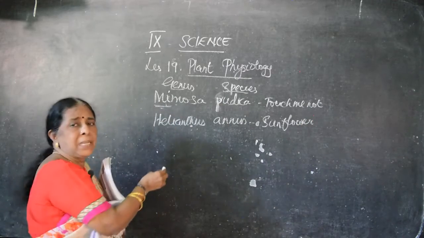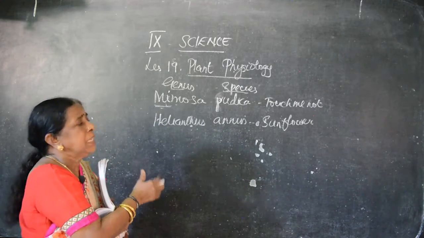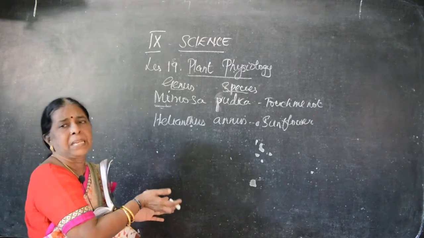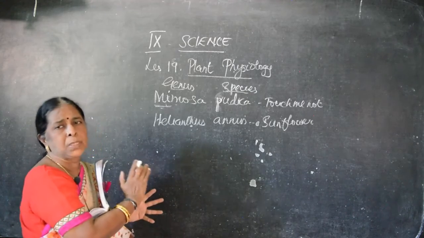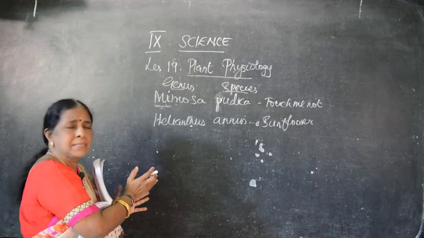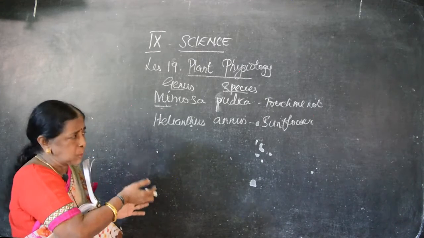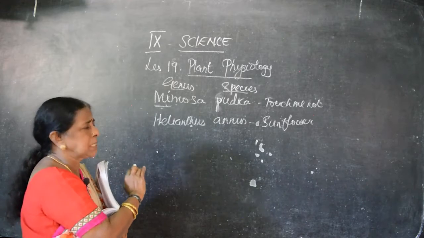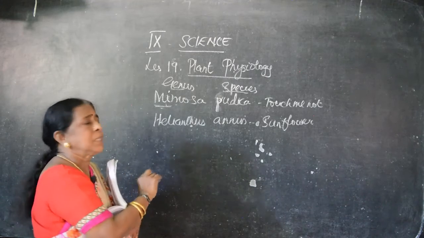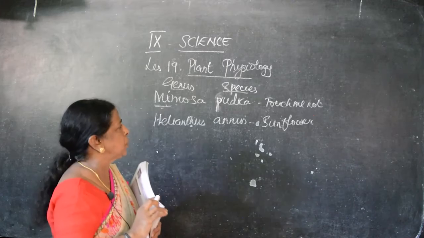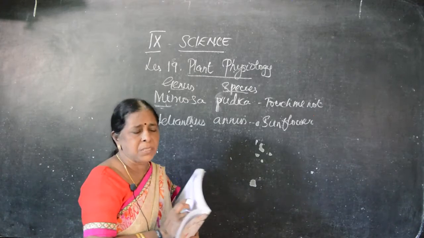So, in the touch-me-not plant, what kind of movement have you seen? The plant remains as it is, and the leaves alone show the movement. In Helianthus annuus, the stem grows towards the sun, so the stem shows the movement. Like that, when a particular part shows movement, it is known as tropism.